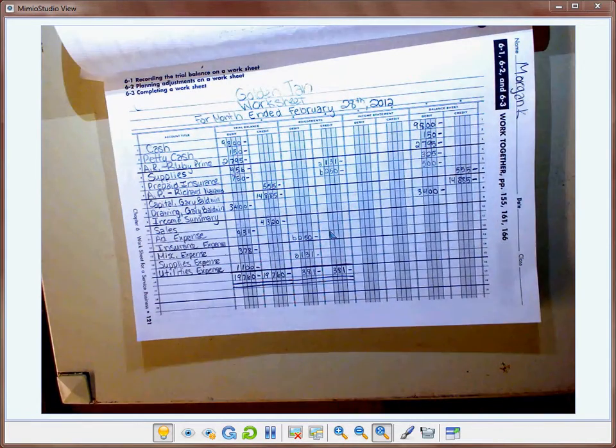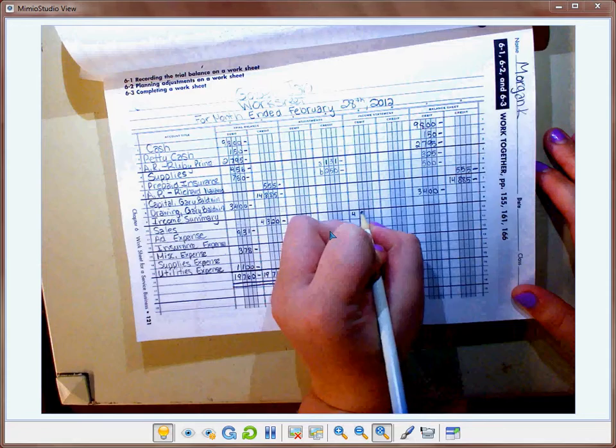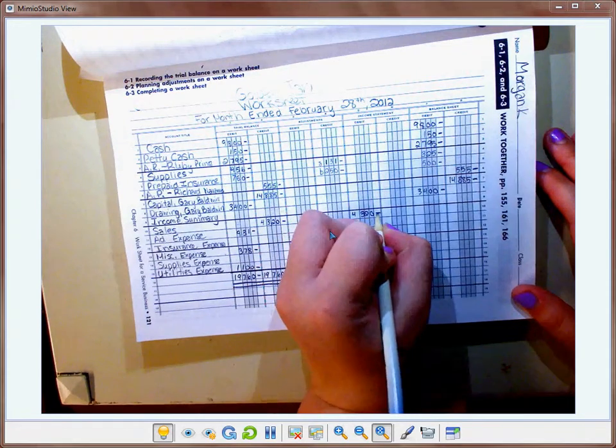If you look over at your account titles, a good clue is once you get to income summary, we go to income statement. So it's a way to remember that. So sales is an income statement credit of $4,320.